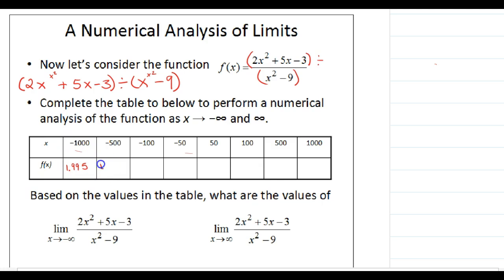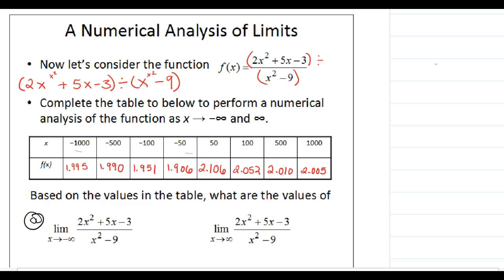We'll go ahead and translate these over here. 1.995, 1.990, 1.951, 1.906. And the rest of our values, if we were to plug them into the calculator, okay, so this is what we see.